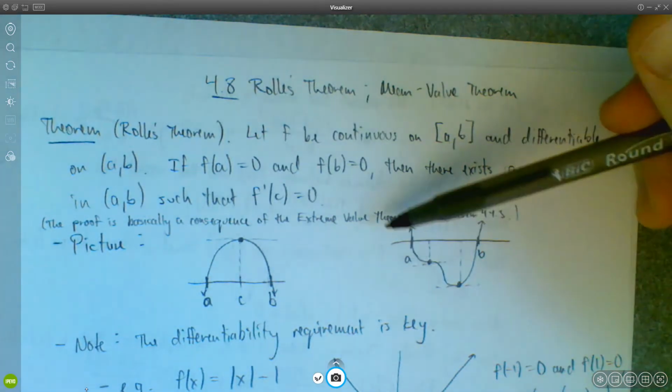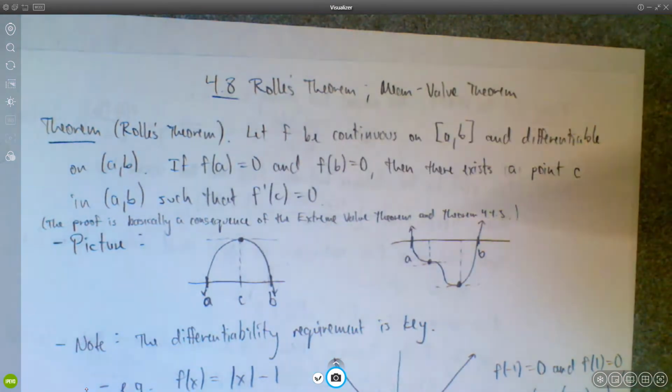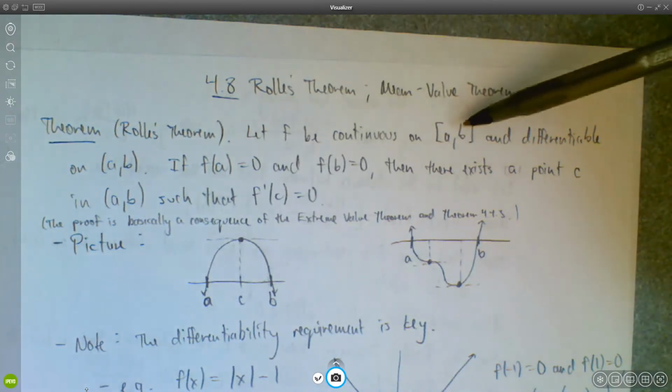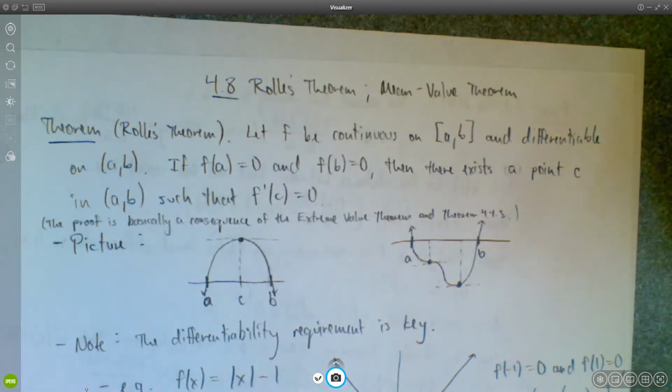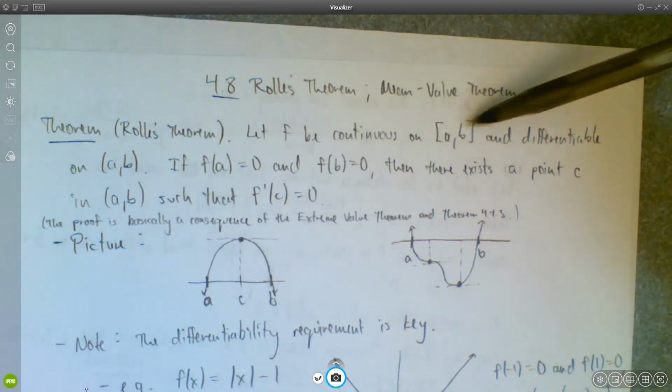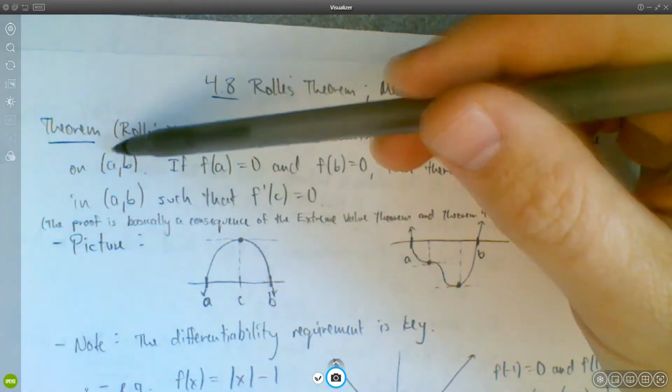The proof of this theorem is basically a consequence of the extreme value theorem. Remember, the extreme value theorem says that if you've got a continuous function on a closed interval, then it's going to have a maximum and a minimum on that closed interval. So we're continuous on a closed interval, and we're differentiable on an open interval.